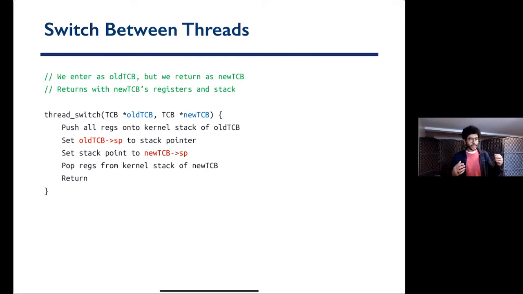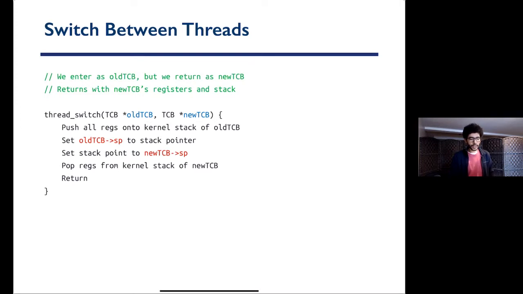So basically, when I say we get into this function in the context of one thread, what I really mean is we start running this function while the stack pointer is pointing to the stack of thread A. And then when we get out of it, the stack pointer is now pointing to a separate stack. Therefore, we're running this same function in the context of another thread. Now let's get into this.